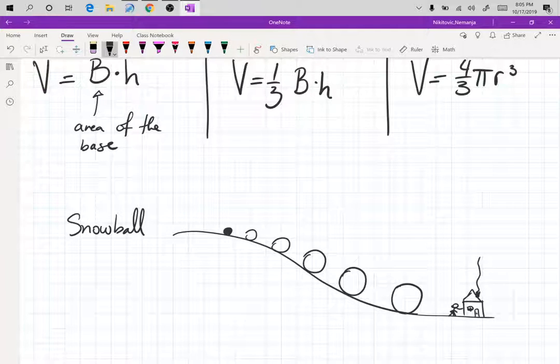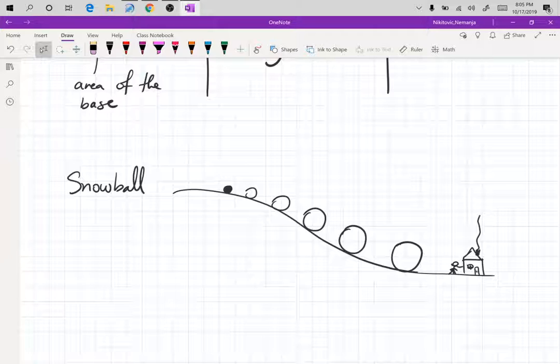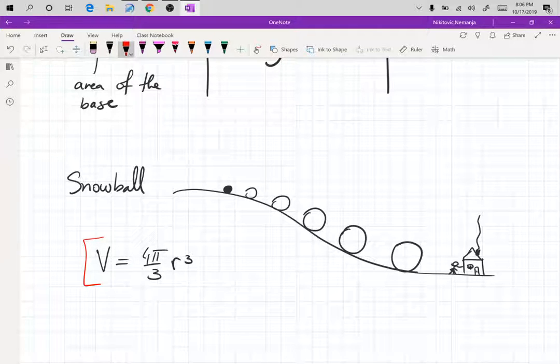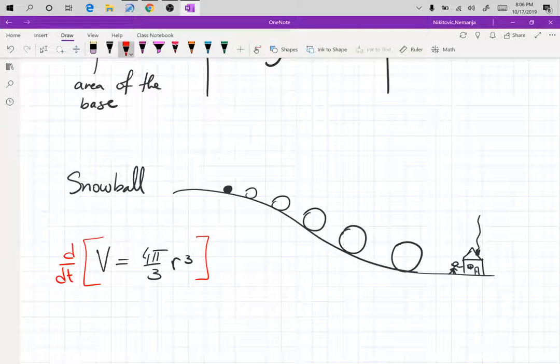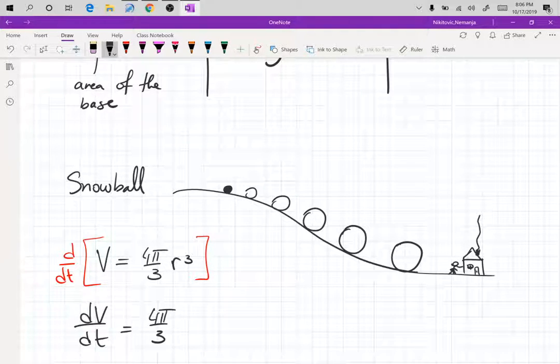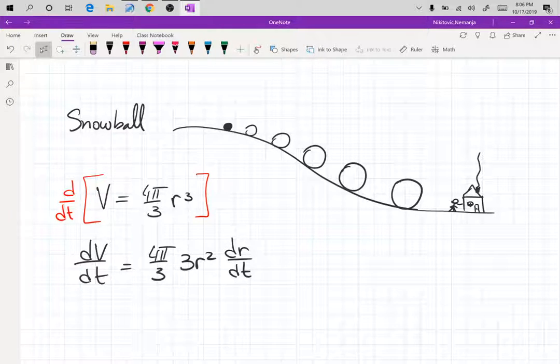So when you have this, you can calculate the change in volume of the snow picked up as the snowball rolls down the hill. So you will start the problem with the volume of 4 pi over 3 r cubed. You will differentiate that in time because it takes time for this snowball, right? It's not instantaneous, so it happens in time. So we have dV dt is equal to 4 pi over 3 times 3r squared dr dt, because the volume is changing. The radius is changing because the snowball is becoming bigger as it's rolling down the hill.